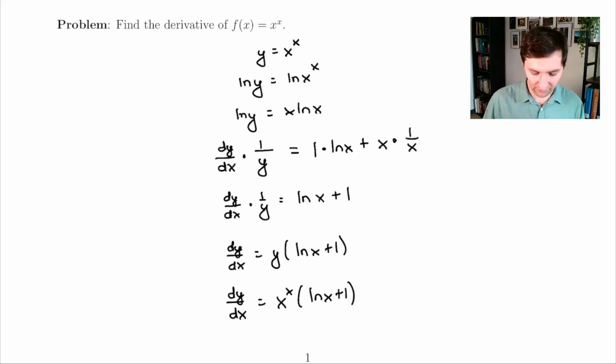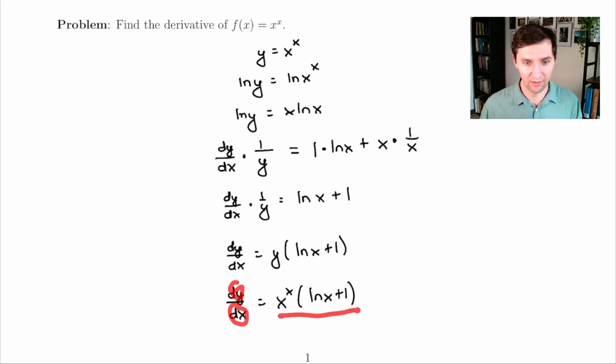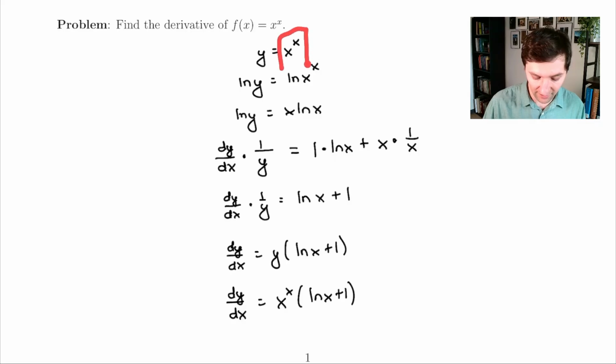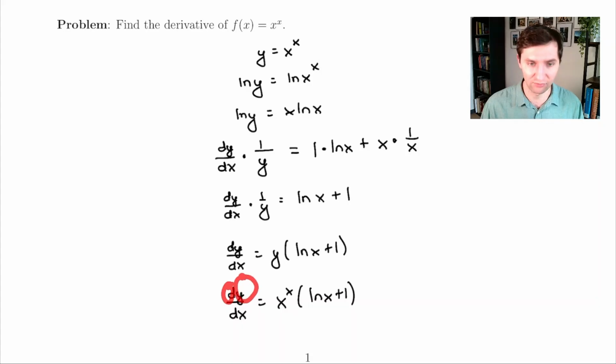This means that the derivative of y with respect to x is this, and because y was x to the power of x, this means that the derivative of x to the power of x with respect to x is this.